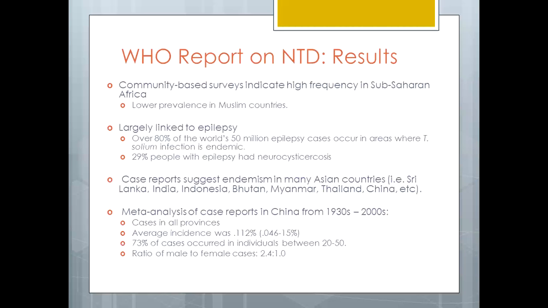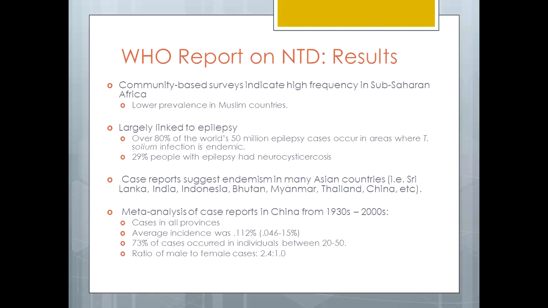Some other results of their studies suggest they looked at community-based surveys in Africa, and they found that there was a much higher frequency in sub-Saharan Africa for cysticercosis compared to Muslim countries in Africa, which had a much lower prevalence. This is really fascinating, I think, because it shows that cultural and social norms do, in fact, impact disease risk and prevalence.